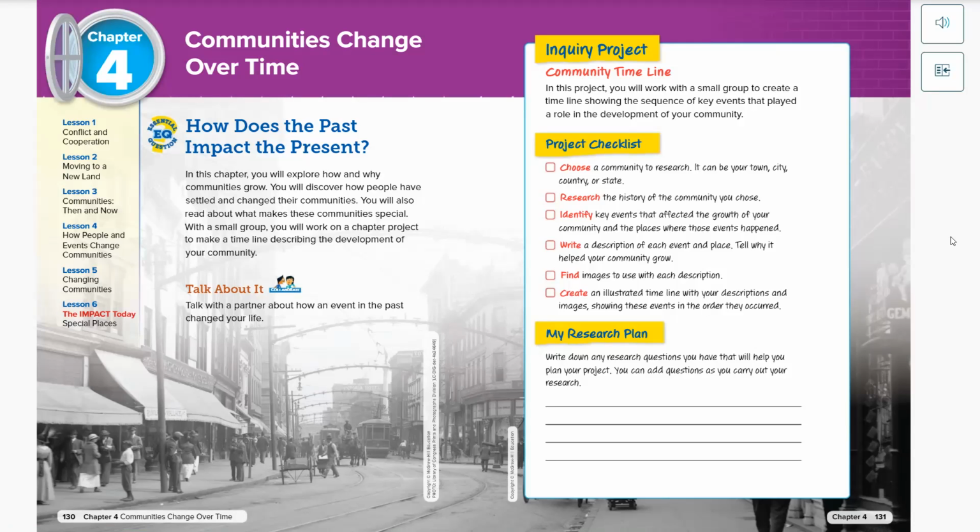Hello, third grade, and welcome to Chapter 4 of Social Studies. The title of this chapter is Communities Change Over Time.